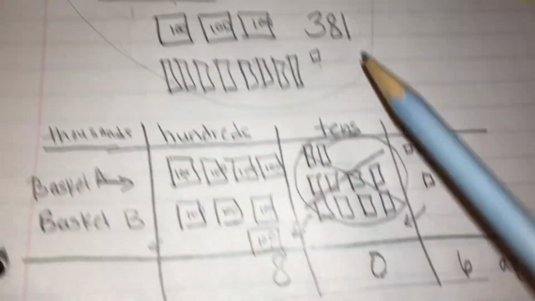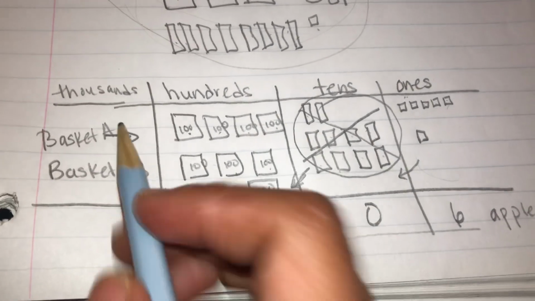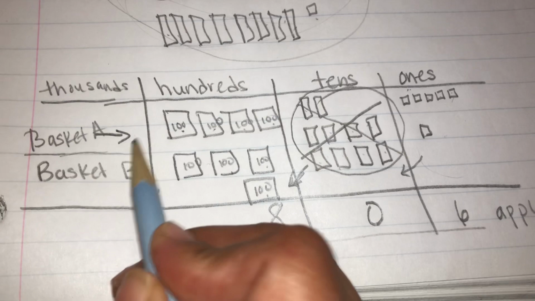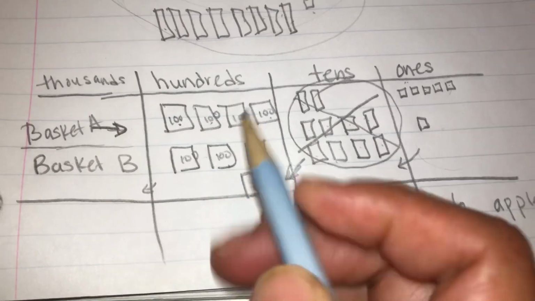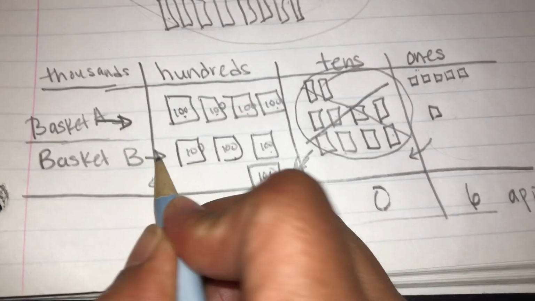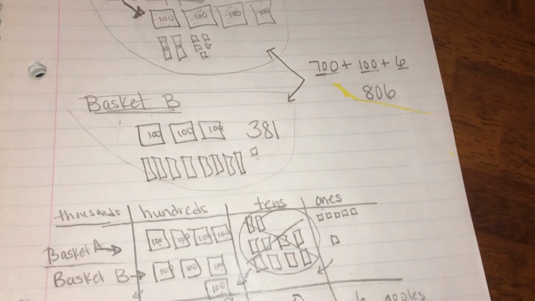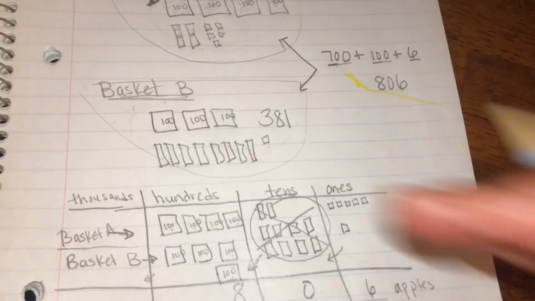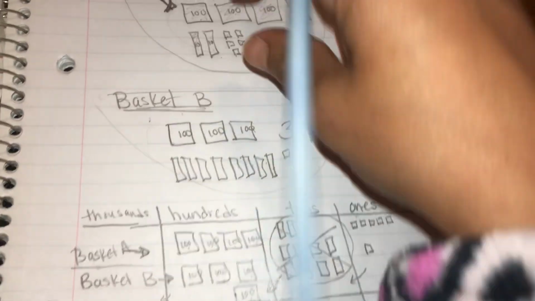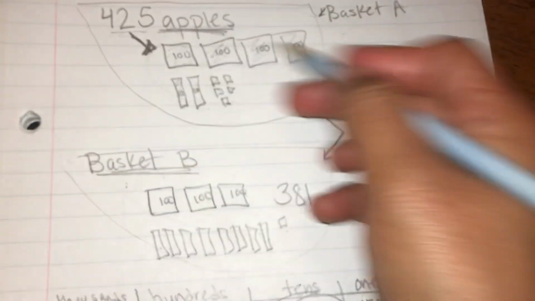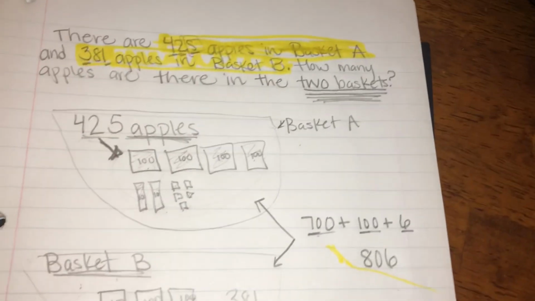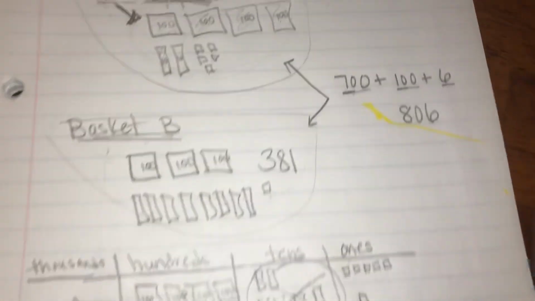If they don't want to do it like this, then they could do it like this. And same thing, they showed me that this is basket A, the apples for basket A. These are the apples for basket B. Okay, 806 apples. Now, whatever way they prefer to do it is completely up to them. I just want them to get used to being able to show work with models, that means pictures, with labels, and with words to show me what the numbers are representing, okay?